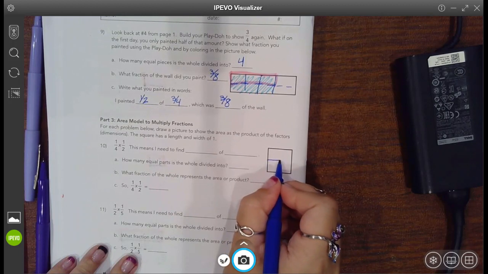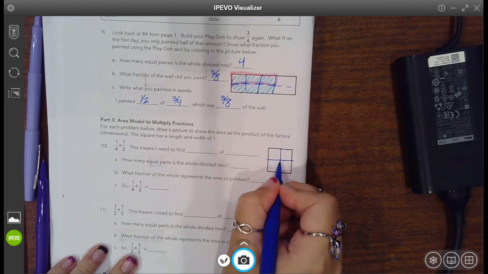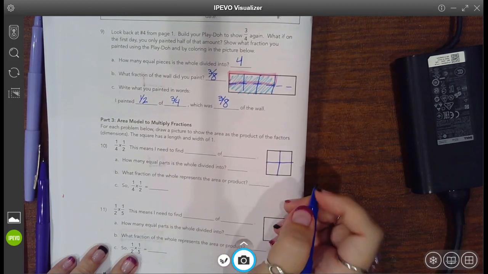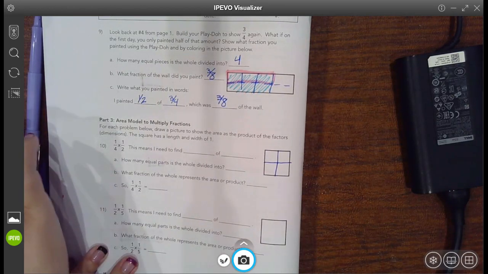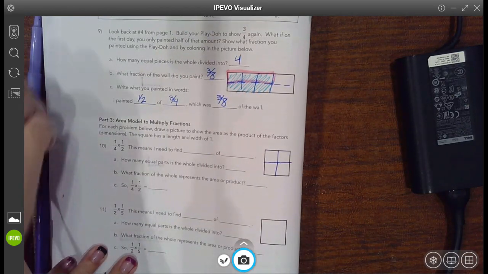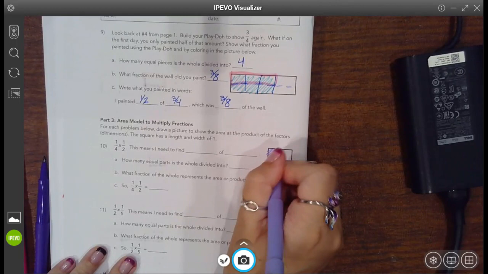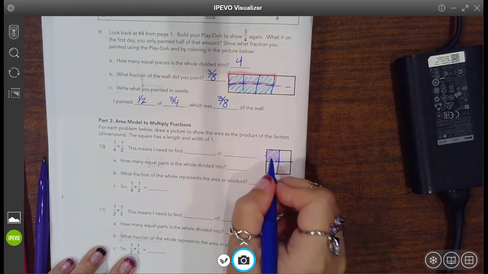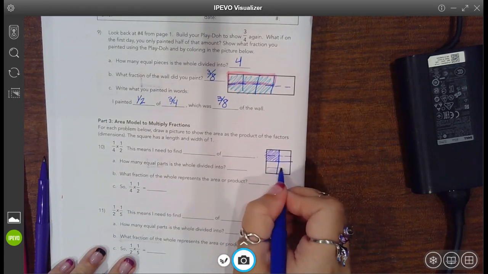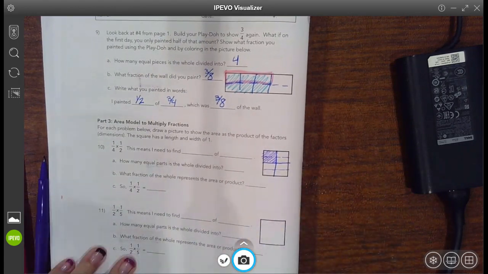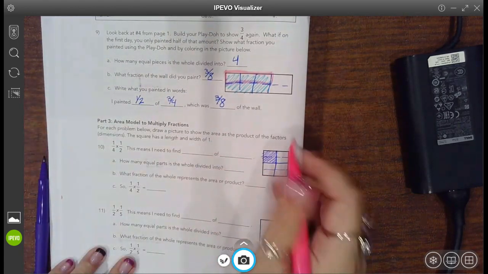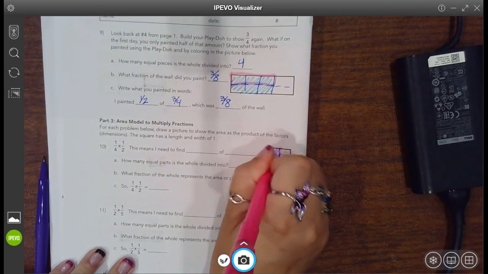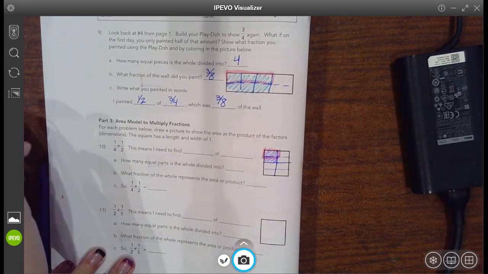So let's cut this into fourths. Okay, and then you're starting with 1/4. And then you only painted half of that amount. So we need to cut each of the boxes in half. So then what does that end up equaling?